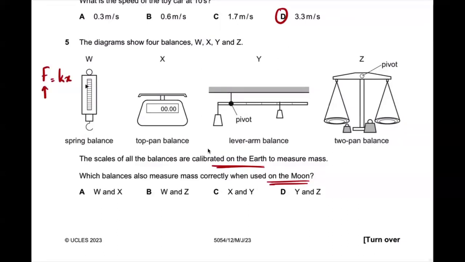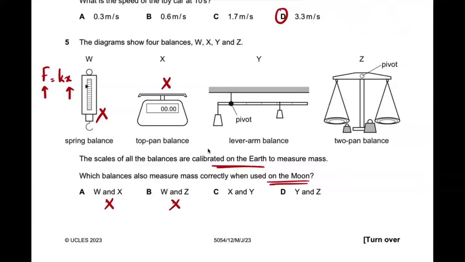If f is going to change, then obviously x is also going to change. This will not give us the same read. So any option that contains w is out. So it's not this, it's not this. A top pan balance also uses sensors which are designed according to Earth. So this top pan balance is also not going to give us the correct reading when on the moon.